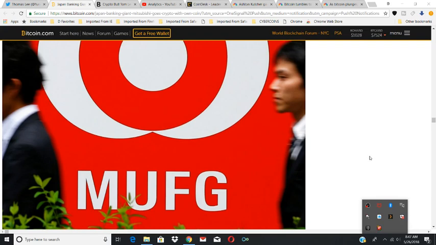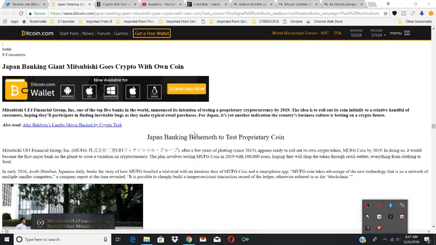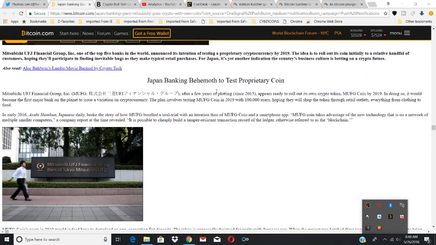MUFG, the Japanese banking giant, goes crypto with its own coin. Mitsubishi UFJ Financial Group, one of the top five banks in the world, announces its intention of testing a proprietary cryptocurrency by 2019. The idea is to roll out its coin initially to a relatively handful of customers, hoping they'll participate in finding inevitable bugs as they make retail purchases. For Japan, it is another indication that the country's business culture is betting on a crypto future.